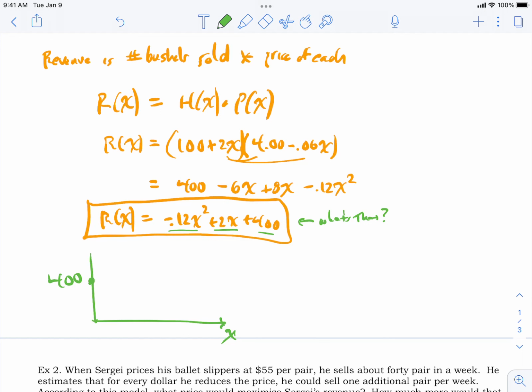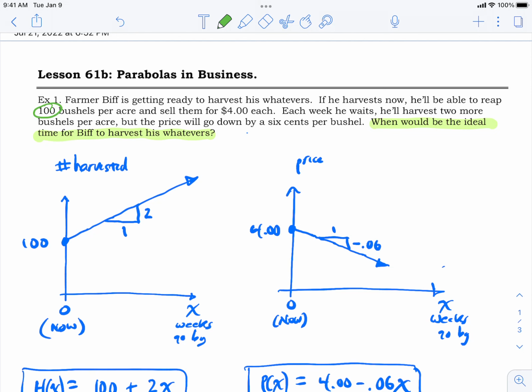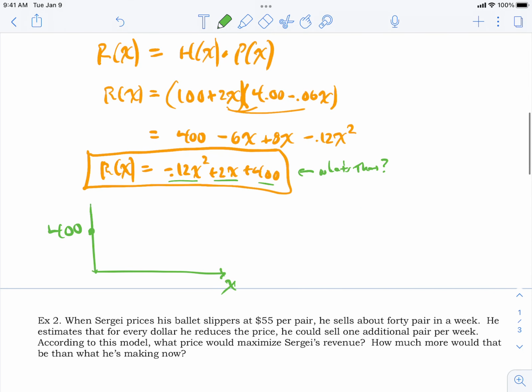Does that make sense? Let me scroll back up here. If we sell them right now, well, we're getting 100 per acre, $4 each. That'd be $400, wouldn't it? Yep. So if we sold right now, we'd get $400 per acre, I guess. And it's a parabola that opens upside down, and it has a highest spot somewhere. So the graph has to look something like this, and there's a vertex here at some value (h, k), right?